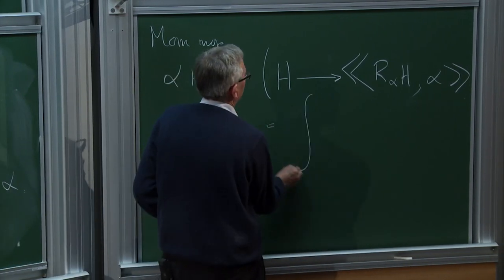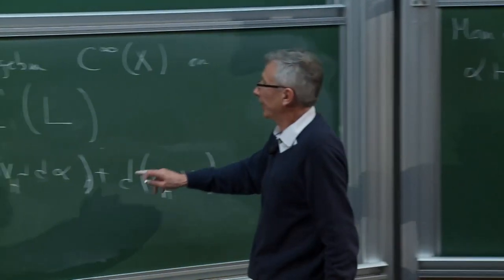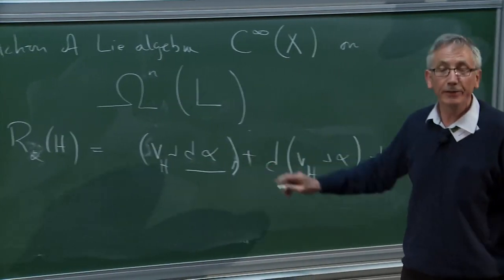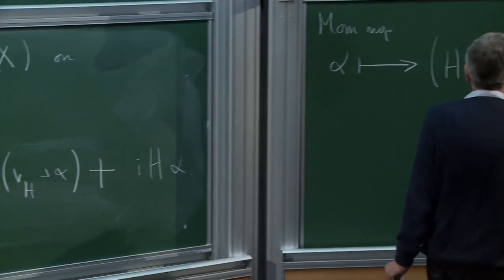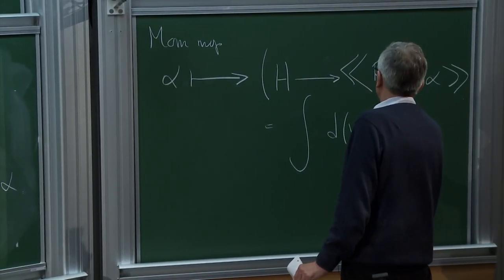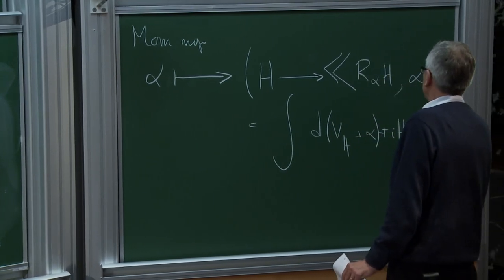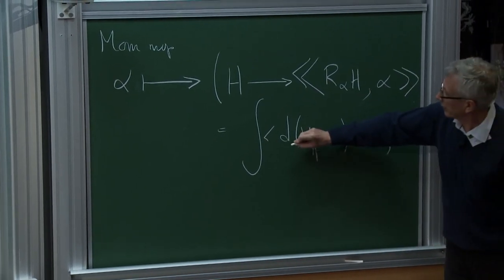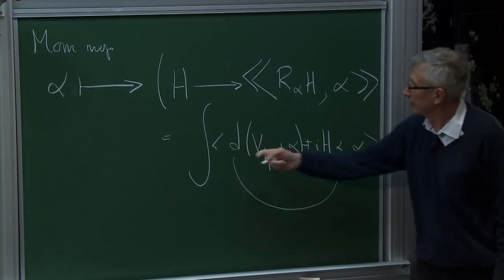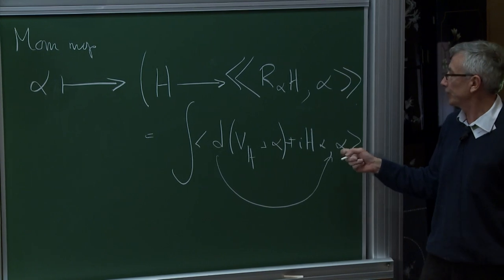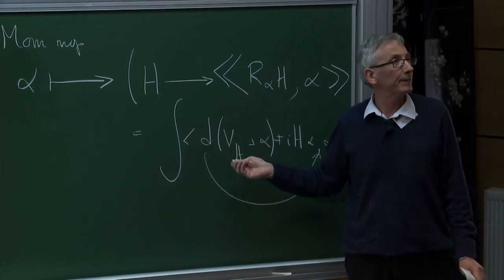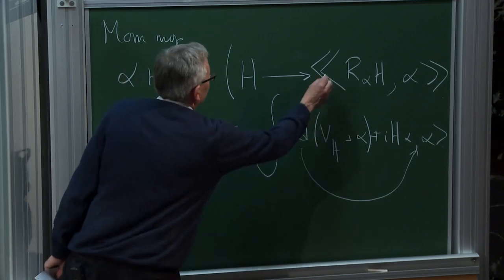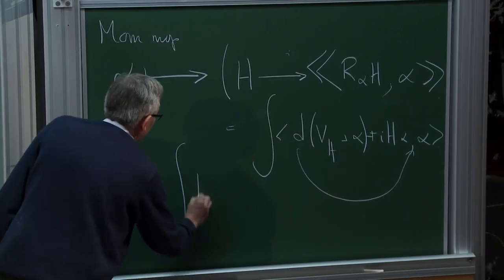So this is just the integral of, but now let's specialize to our situation where our form alpha is in the situation we're considering. That means that d alpha is zero, so we lose that term. So we get d of V_H contracted with alpha plus iH alpha. But now we can integrate by parts to write the term involving this exterior derivative in terms of this, but because d alpha is zero, that goes out as well. So in the end, we just get the very simple thing, the factor of i, which somehow should have been taken away. So in the end, we just get H alpha alpha.